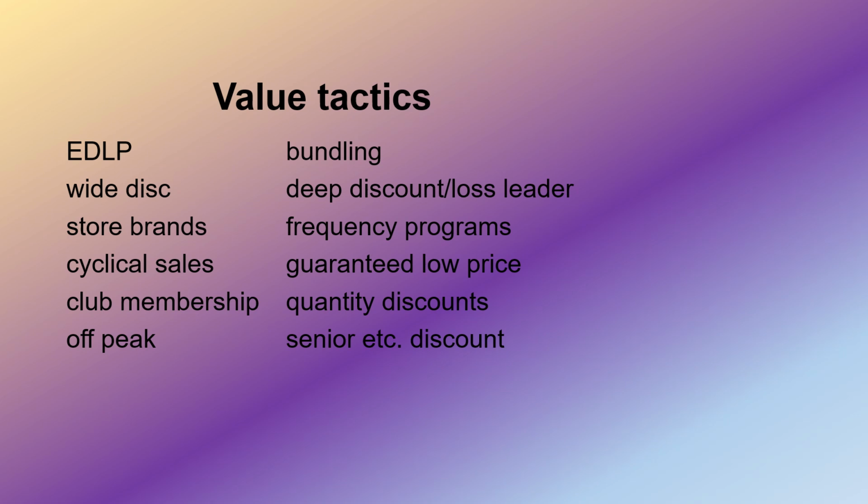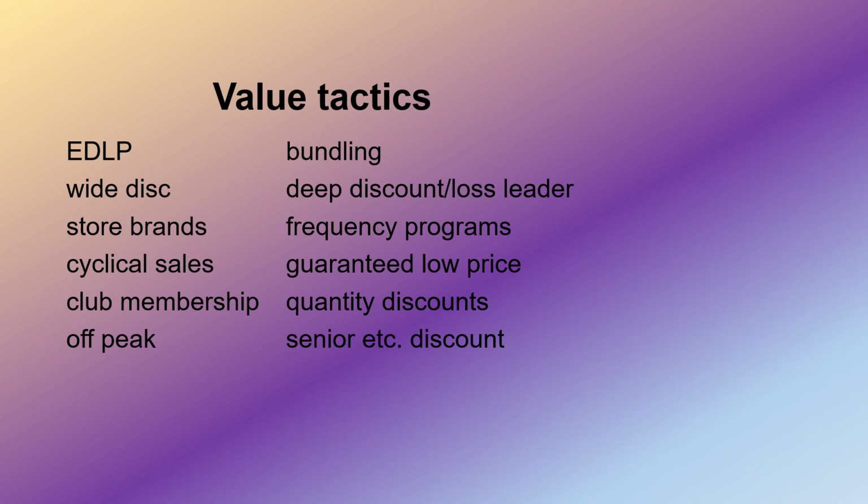You might try some sort of a wide discounting strategy where you have a number of different products that are discounted over time in different areas. Or you might try a deep discount loss leader strategy where you try to build traffic to your product categories with a deep discount on just a few products. Another value tactic might be to create something called a store brand, which we talked about before, which is a lower priced product that is still high quality, but creates more value potentially for customers.